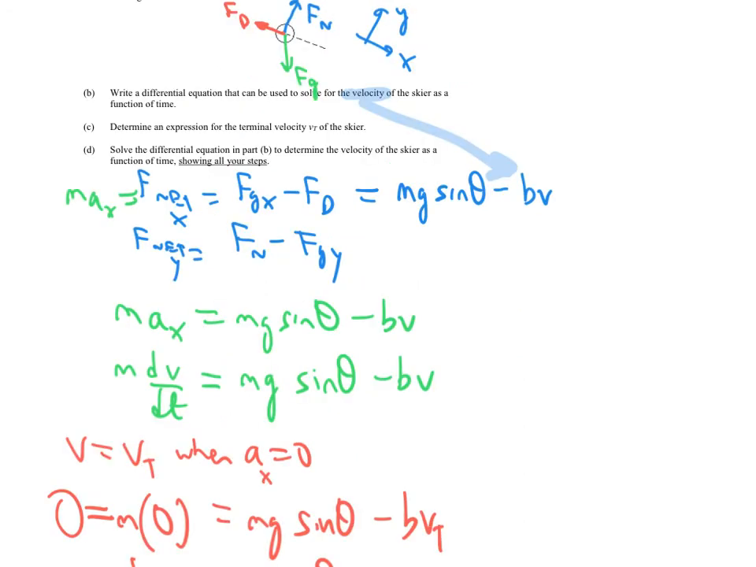Part D then says, solve the differential equation from Part B to determine the velocity of the skier as a function of time, showing all your steps. And what counts as all your steps is sort of a mug's game, but we'll show most of them.